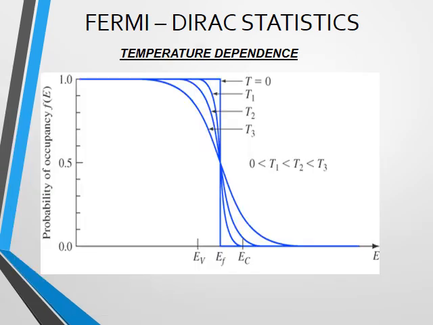Thus, the plot can be drawn as this figure for the temperature dependence. At T equals 0 Kelvin, the probability is 1 for energy levels lower than Ef and 0 if it is above Ef. As T increases, the probability below Ef reduces and that above Ef increases.